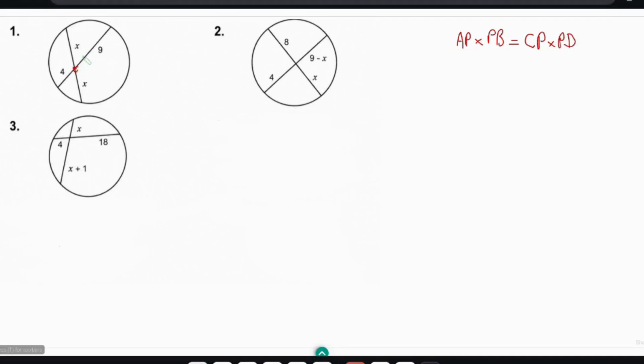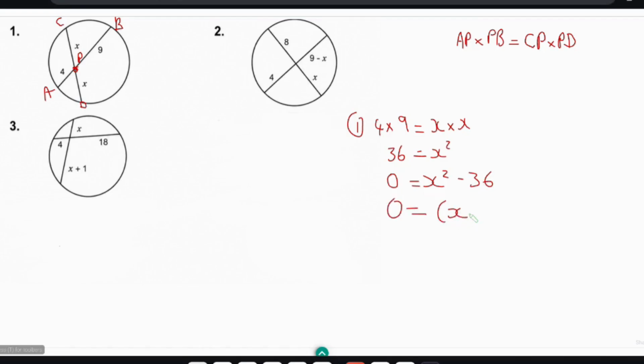So there's my P. We've got A, B, C, D. So for 1, 4 times 9 is equal to x times x. 36 is equal to x squared. Take 36 from both sides. Factorise. Solve. Has to be a positive dimension.